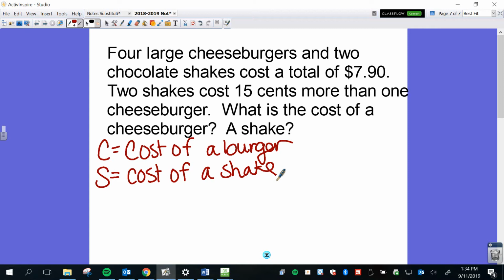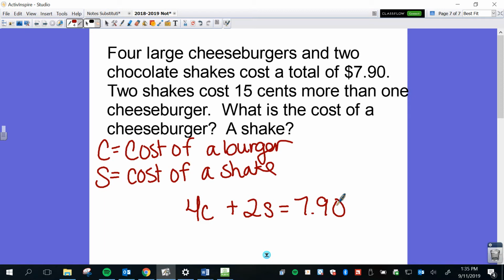Now we go through and we write our system. 4 large cheeseburgers and 2 chocolate shakes. So 4C, because 4 times whatever a cheeseburger costs, we don't know what it is, but whatever it is, plus 2 times whatever a shake costs is going to total up to be $7.90. By the way, in an equation, you don't use the dollar symbol, okay? You add it in there when you say your answer, but when we're doing the math, you drop it.